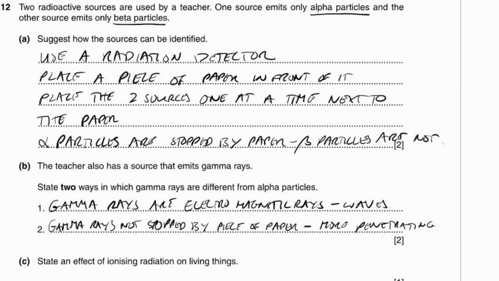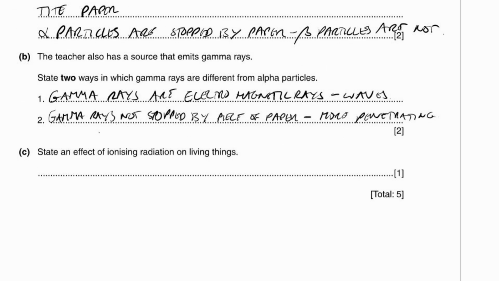And C, state an effect of ionizing radiation on living things. Well, it damages cells, it can actually damage DNA, it causes cancer. This is one of those things that gets brought up quite a lot, the effect of ionizing radiation, so it's good to know them. It damages the cells. There we go. That's it.